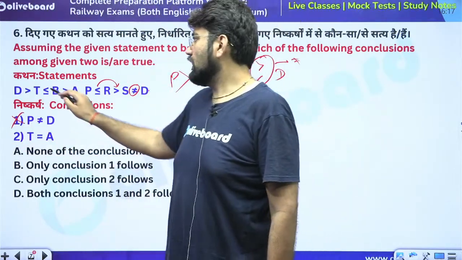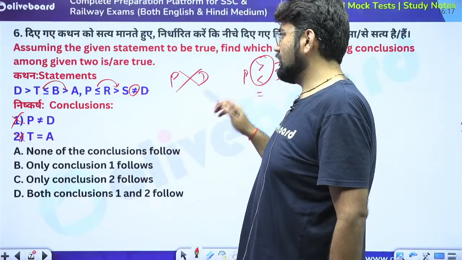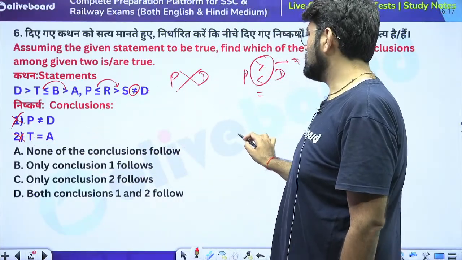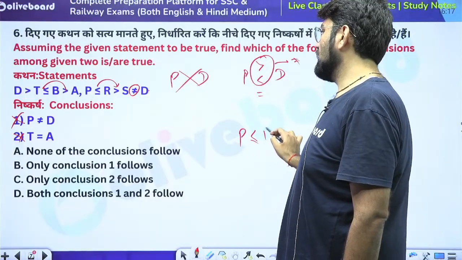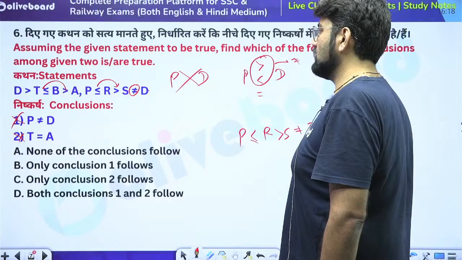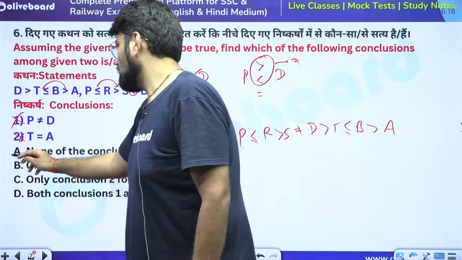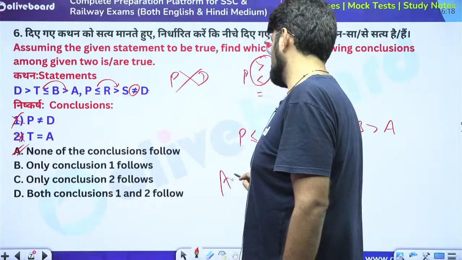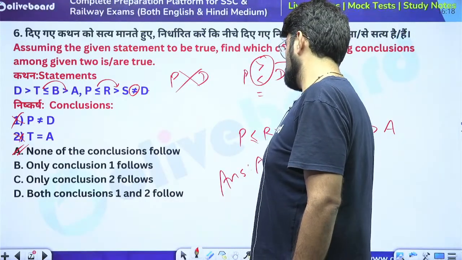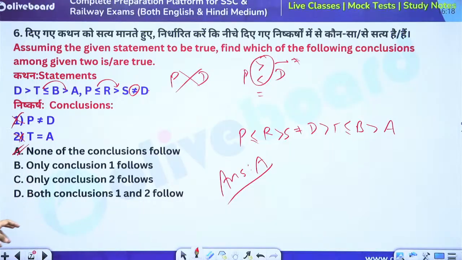And T equal to A, again the same problem. Will I be able to relate them anyhow? Let's check. P less than equal to R greater than S, not equal to D, greater than T, less than equal to B, greater than A. No, I think they are two different entities altogether. So none of the conclusions follow. Option A is the right answer. It's that simple. Just to confuse you and eat up your time, they will slightly do this with you. Otherwise, it's easy.